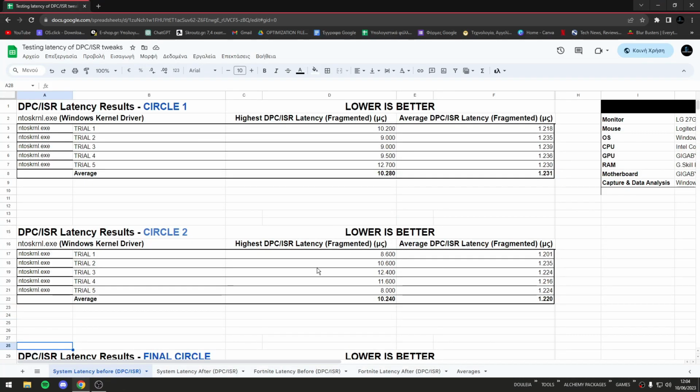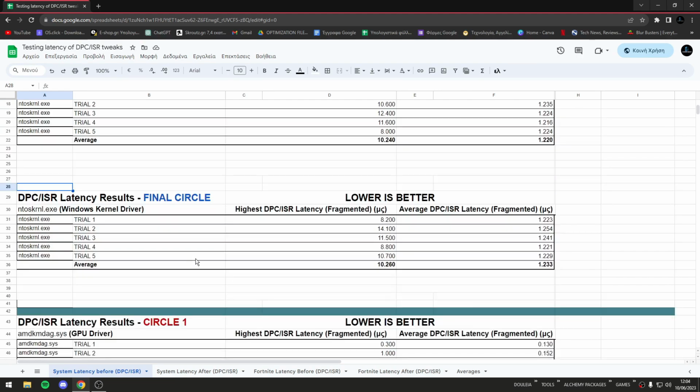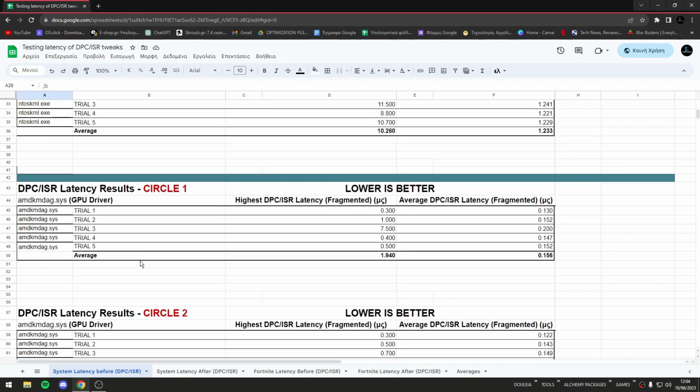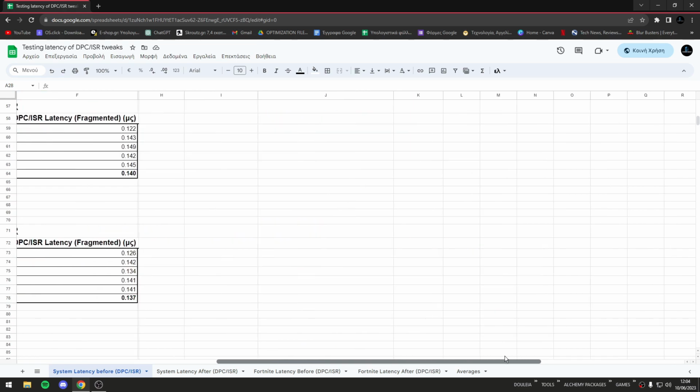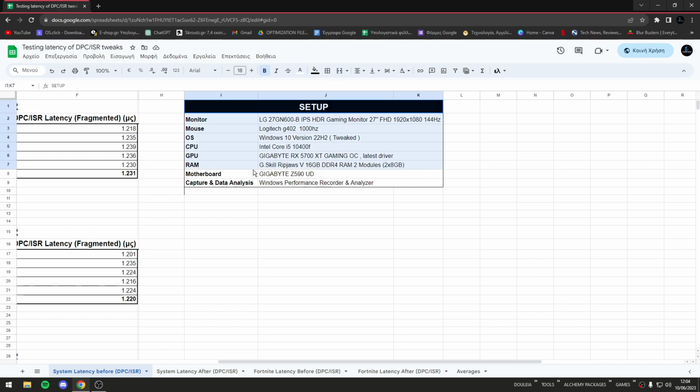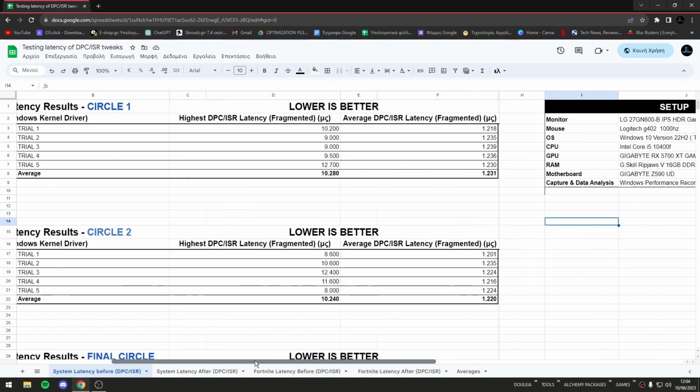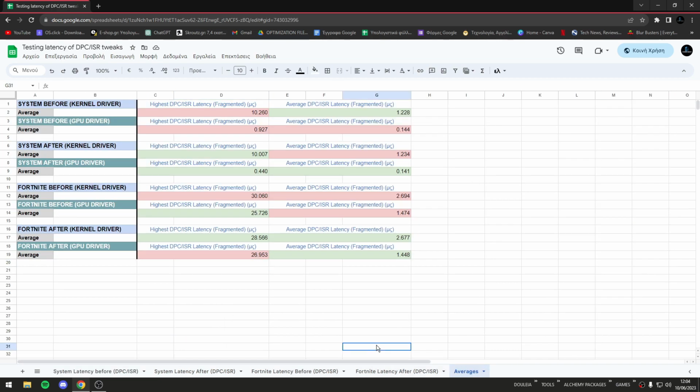I followed the same pattern for my results, three circles. I tested the kernel driver and the GPU driver, okay, because the registry is focusing especially on the GPU driver. Obviously, as always, I have my setup here. And let's move fast to the averages, okay? There we have all results in only one spreadsheet, okay.